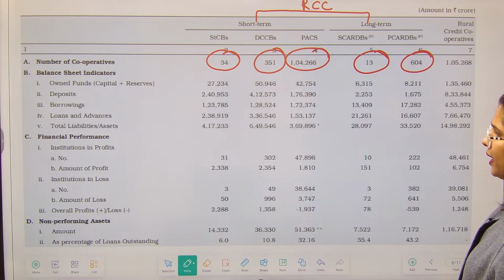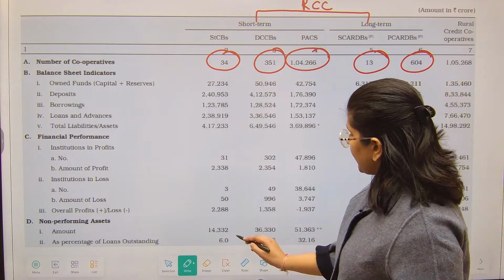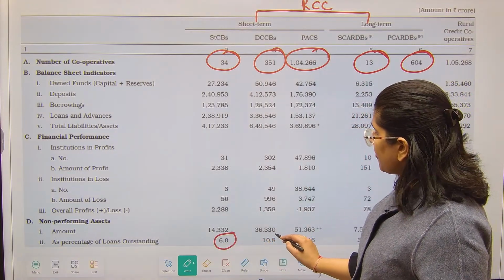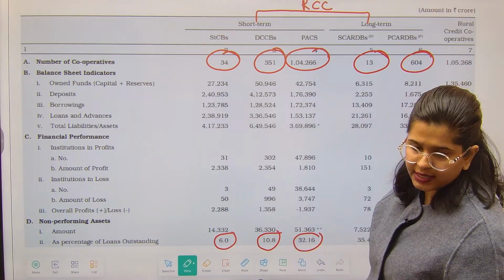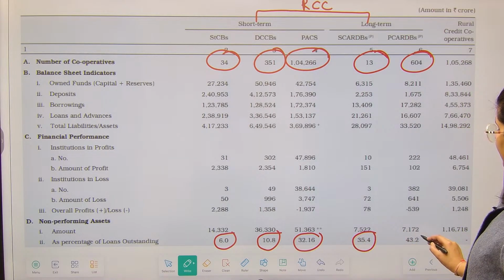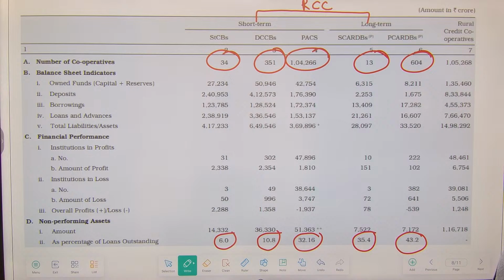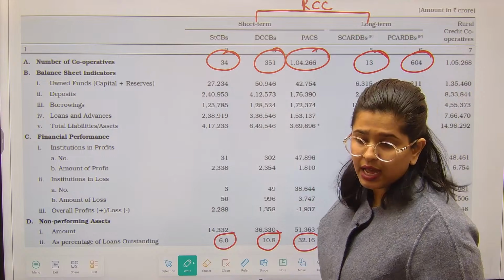Something which is important over here is non-performing assets. ठीक है, non-performing assets क्या है? You will see state cooperatives का short term में 6% है, district level 10%, primary agriculture credit society 32% is the NPA level. And when I talk about long term cooperatives, you see the NPA level is too high. ठीक है, long term credit cooperatives, they are having a very high NPA, 35% and 43%.